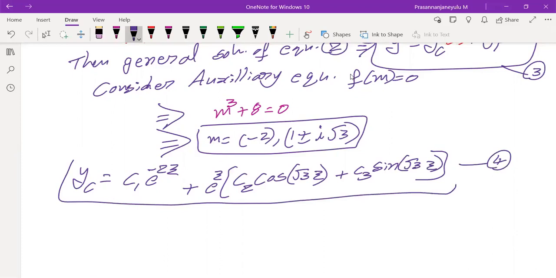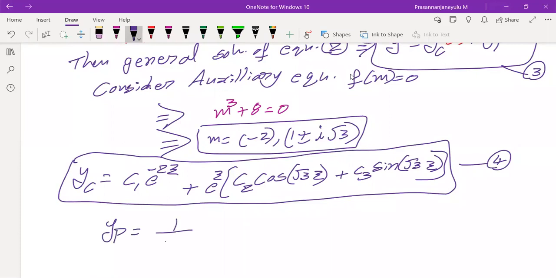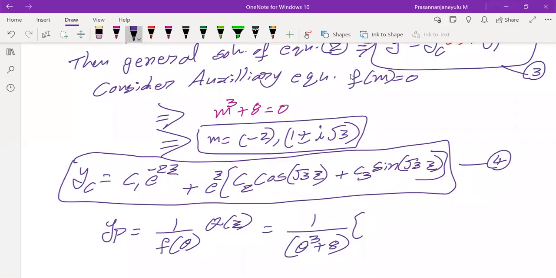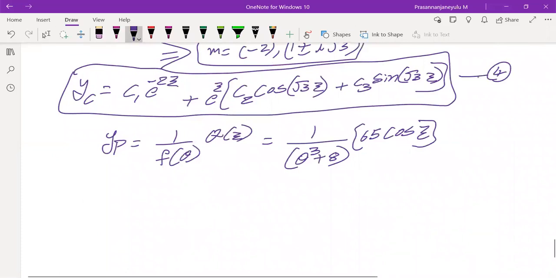Now we need to find the particular solution or particular integral. For finding the yp, what is our yp formula? 1 by f of theta of q of z. What is f of theta? Theta cube plus 8. What is q of z? 65 cos z. Now check how it looks, which type. It is in the form of type 2.